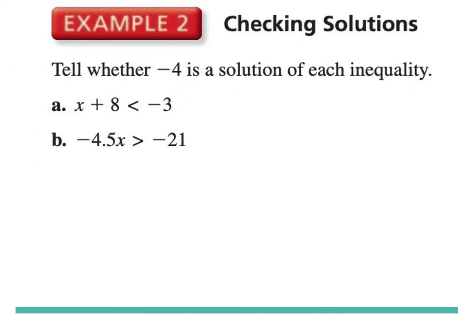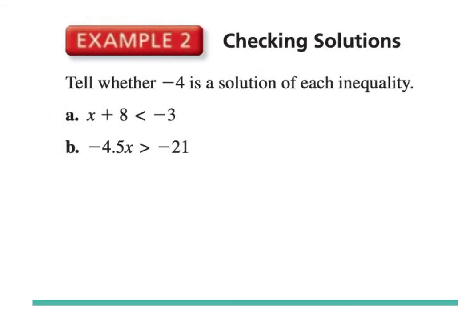So tell whether -4 is a solution for each inequality. Just like we did for equations, a solution is anything where when you plug it into your variable, it satisfies the inequality, okay? So the inequality is going to hold for anything that is a solution. So for these two problems, I'm going to do the first in red, and the second one I'll do in blue, okay? So for A, we've got x plus 8 is less than -3.